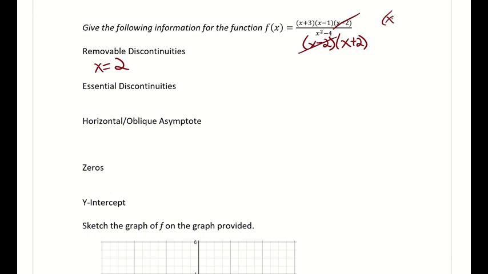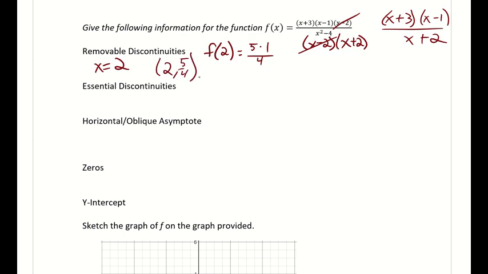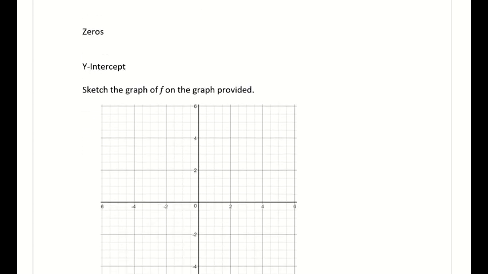The function's going to behave just like x plus 3 times x minus 1 divided by x plus 2. So we want to substitute that 2 back into that equation to give us our y coordinate for this. So we have 2 plus 3 is 5, 2 minus 1 is 1, divided by 2 plus 2. So we have this point 2, 5/4 where there is going to be a hole in the graph. So 2, and then 5/4, so it's 1 and 1/4, so it's going to be about there.